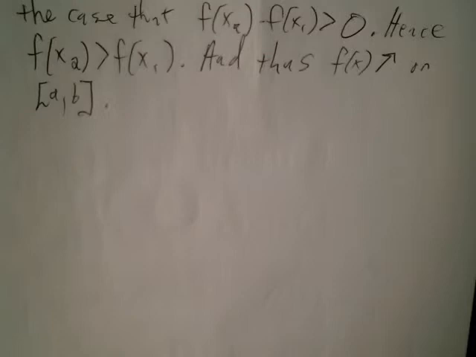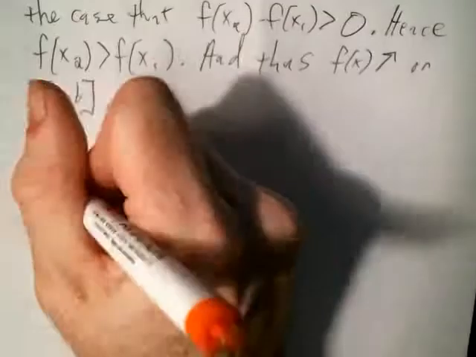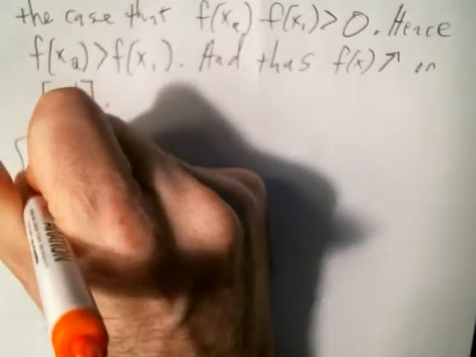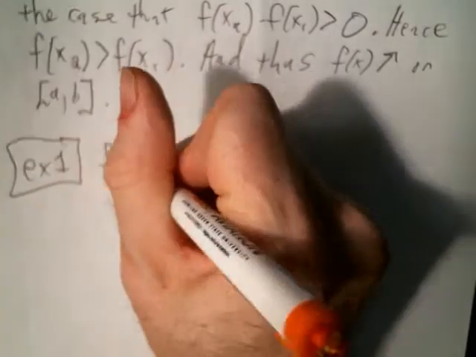Anyways, let's try an example. We'll do an easy one. Example 1 in the book. Let's find it and go at it. All right, example 1: find the open intervals on which this function is increasing or decreasing. So example 1, the function given to us is a simple polynomial.